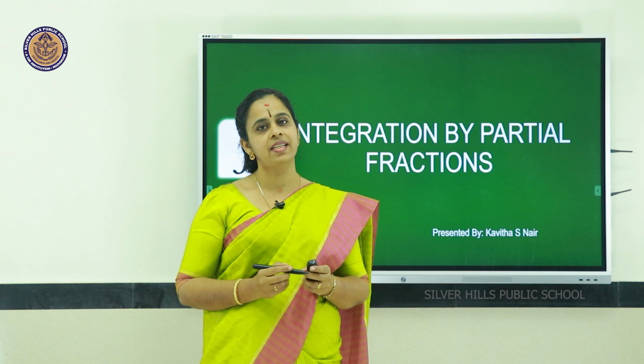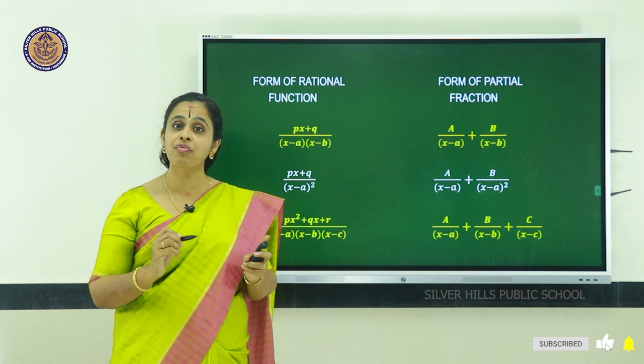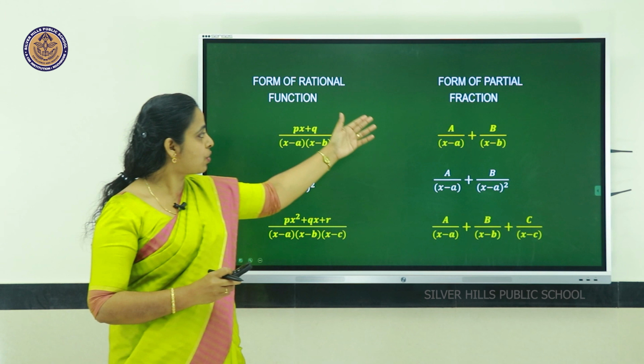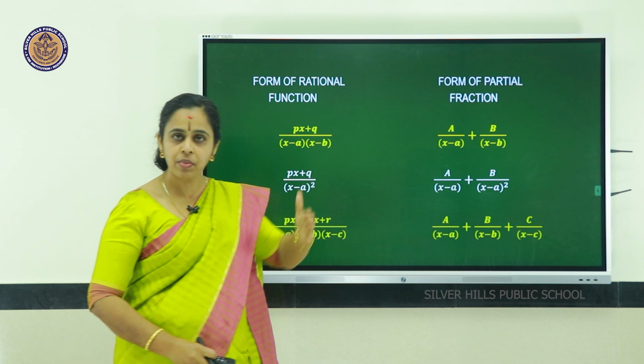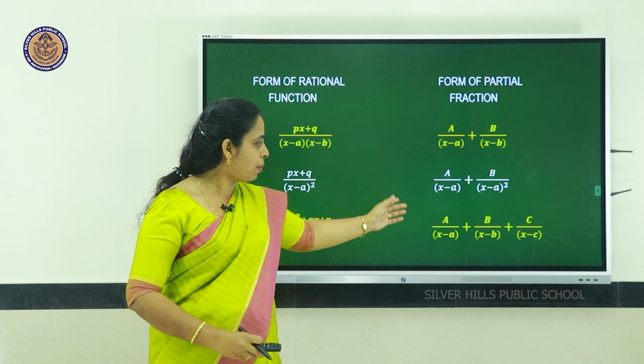In the previous session, we discussed integrals in which the integrand was a rational function of the following forms. The form of rational function, px plus q divided by x minus a into x minus b. The factors were distinct. Then the partial fraction was a by x minus a plus b by x minus b. If it was px plus q by x minus a whole square, then it is a by x minus a and b by x minus a whole square. If it is px square plus qx plus r, then there are three different factors in the denominator. Then when you change to partial fraction, it will become a divided by x minus a, b divided by x minus b and c divided by x minus c.